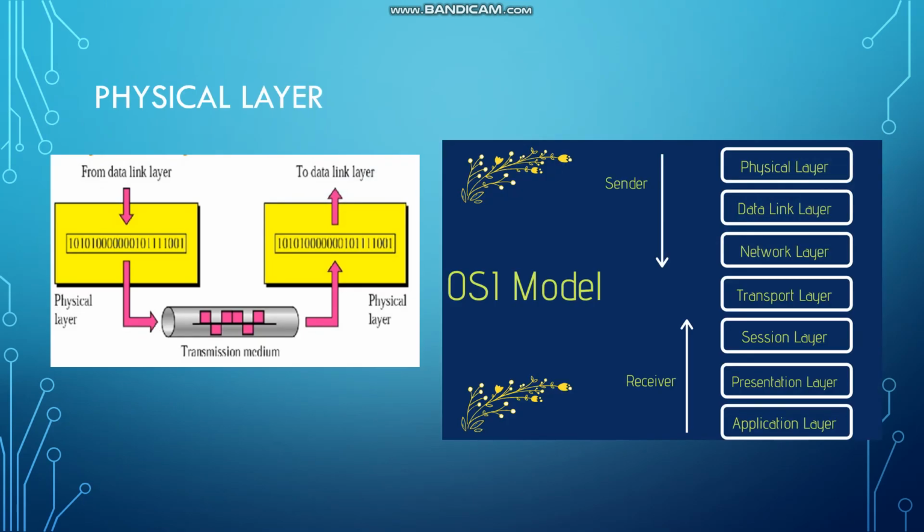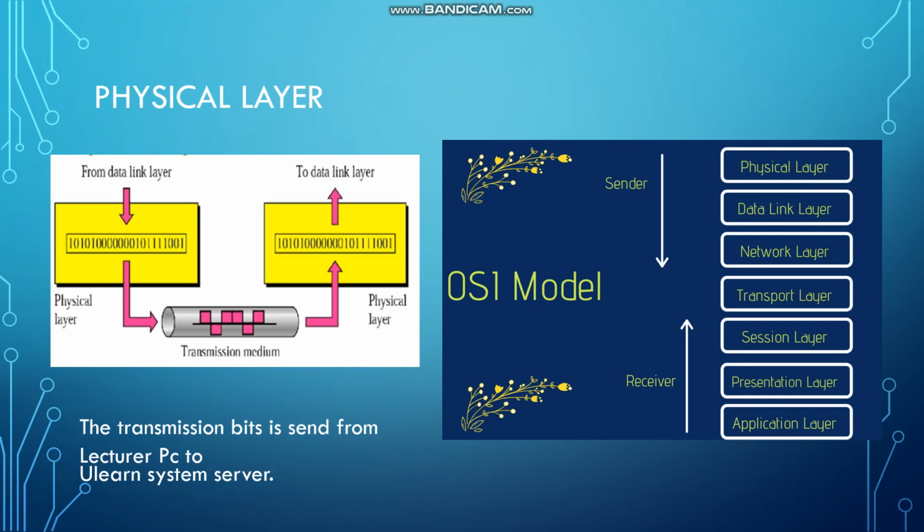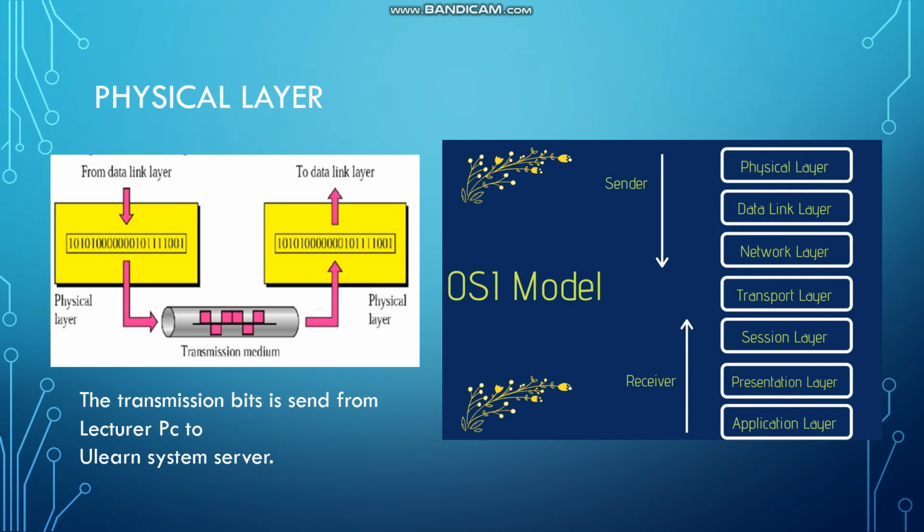Lastly is the physical layer. The physical layer is to transmit individual bits from one node to the next. The frame is converted into bits from the lecturer's PC and transferred in the transmission medium to the UTM server system. The process is vice versa from the bottom of the physical layer to the top of the application layer at the end with the UTM server system.